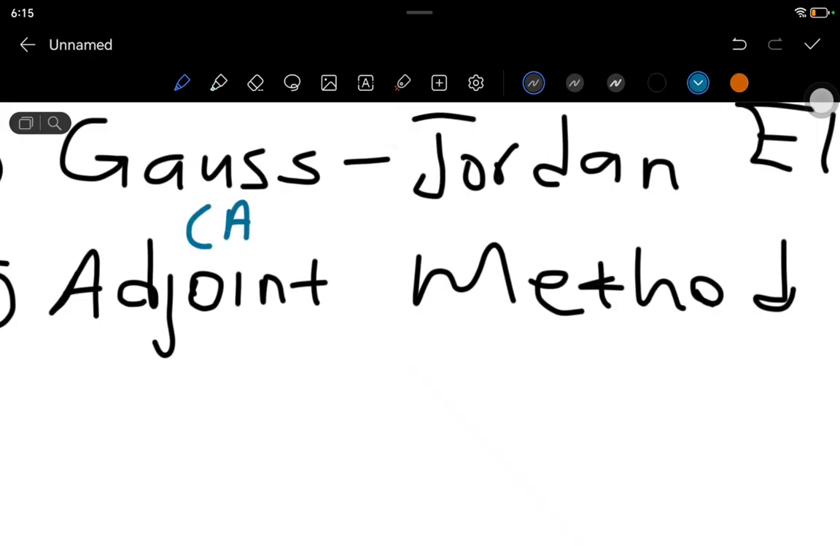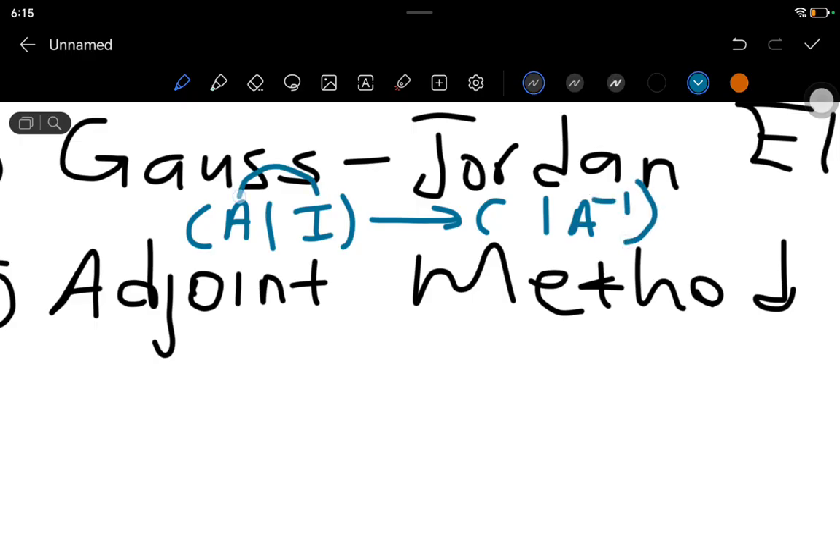we're having a matrix A, then we take an identity matrix, and if I apply some operations, A becomes A inverse, but when I take I to the other side, it's going to remain as it is, meaning that the inverse of an identity matrix will remain the same. The inverse of an identity matrix is itself.